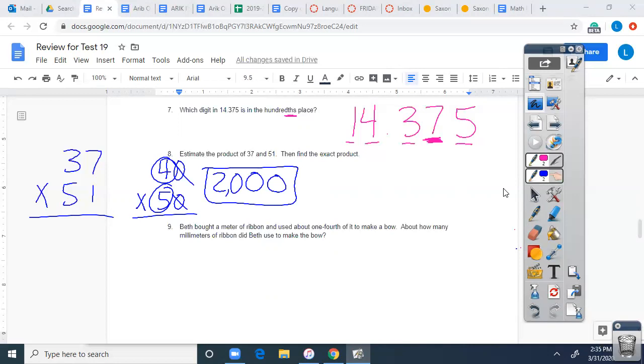Now we're actually going to find the exact product. 1 times 7 is 7. 1 times 3 is 3. Put my 0 down there. 5 times 7 is 35. Put my 3 up there. 5 times 3 is 15. 16, 17, 18. Adding my 3.